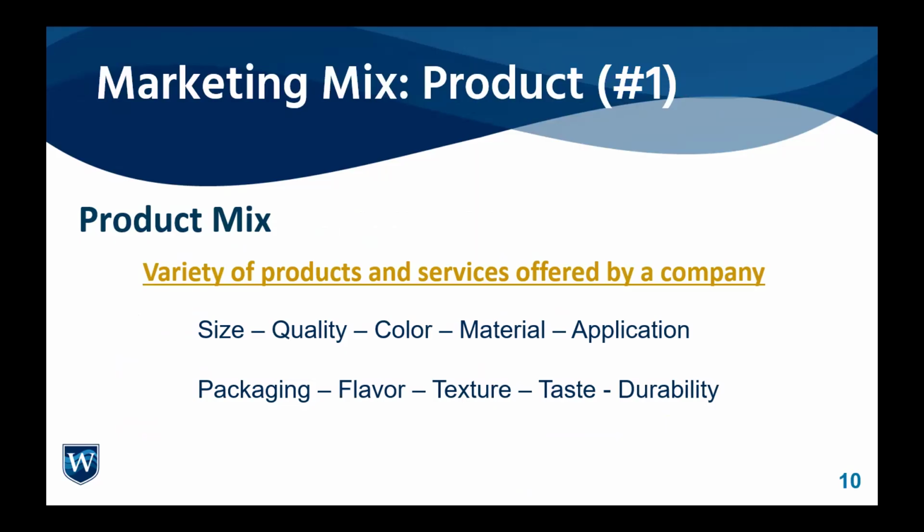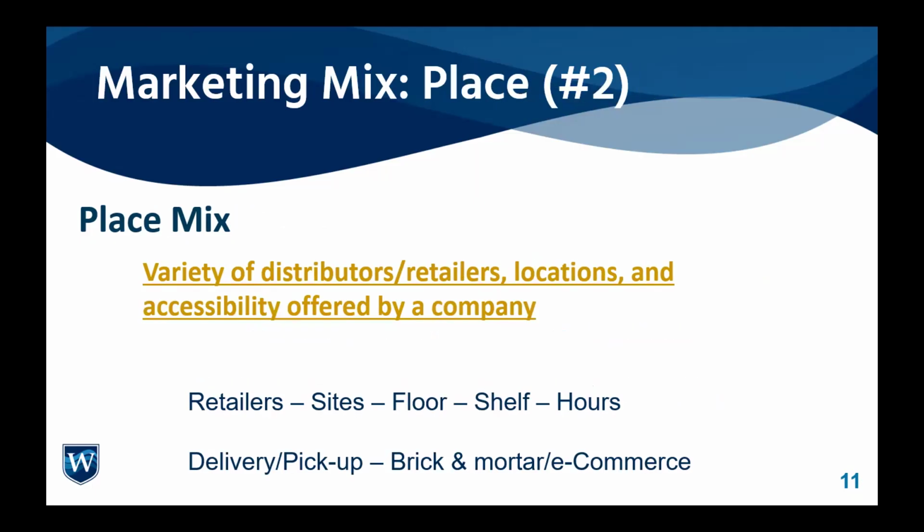Then we have what is called the product mix. Product mix is the variety of products that a company is going to sell. It can range anywhere from different sizes, different colors, different scents, different applications, different tastes, different textures, materials, locations. Location would be under place, but there are all kinds of varieties inside a product mix. Inside the place mix, we have a variety of retailers and locations where you can go get your items.